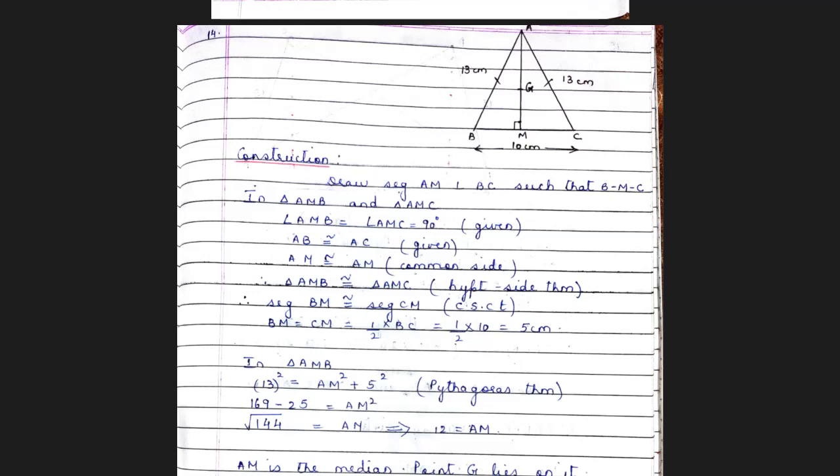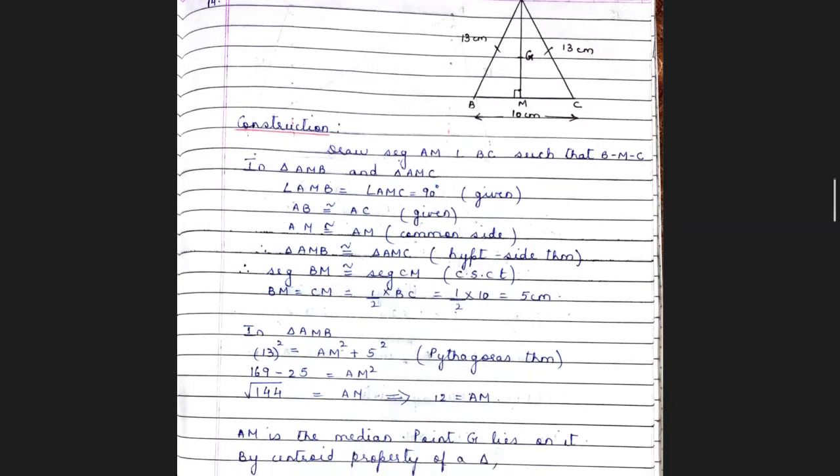Children, I hope it is clear. What did we do for construction? We drew AM, which is perpendicular to BC, such that B-M-C. You consider those two triangles. They are congruent by hypotenuse side test, and therefore by CSCT, BM equal to MC, and both of which is equal to 5 centimeters. Now in triangle AMB, AB is 13. We have BM as 5. So we can easily find out AM using Pythagoras theorem. You get AM as 12 centimeters.